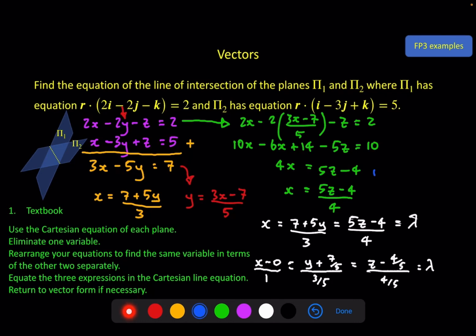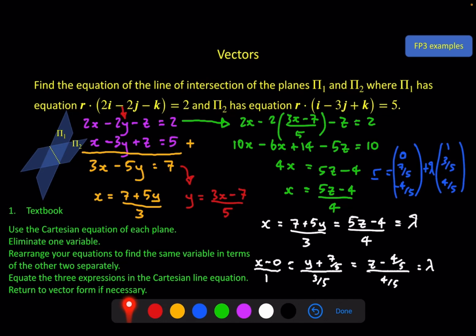The final answer, the equation of that line in a plus lambda b form is (0, 7 over 5, minus 4 over 5) plus lambda times (1, 3 over 5, 4 over 5), like that. And that's a long process.